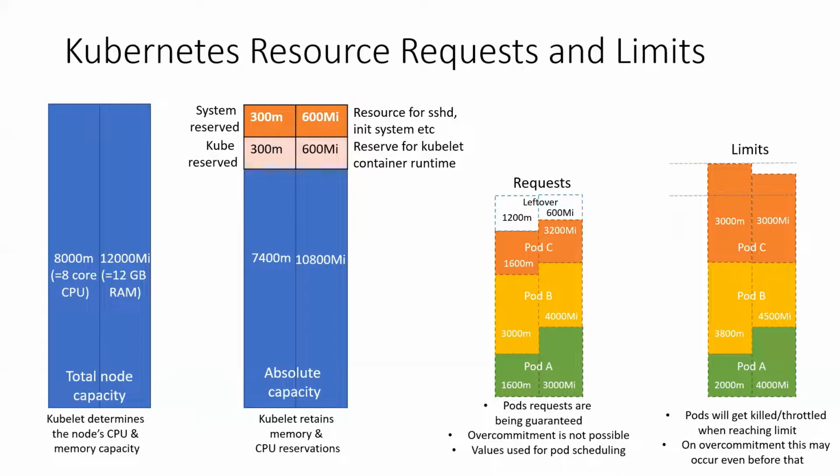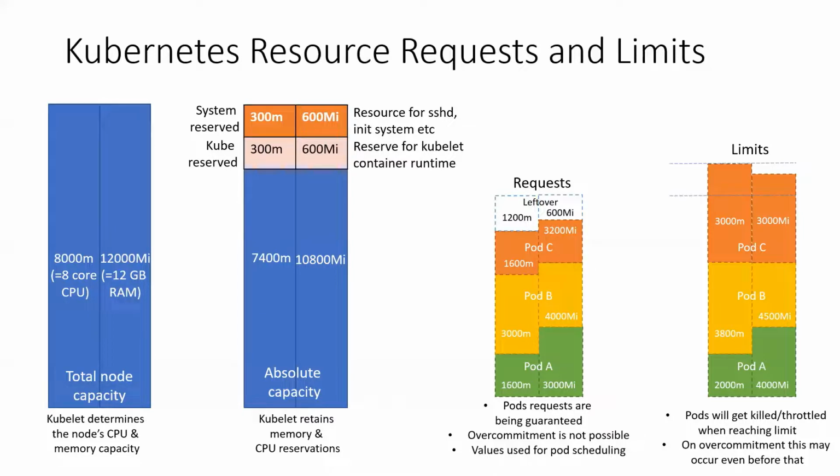A certain amount of resources will be reserved for certain applications. In our case, the system may need some of the basic resources. Any operating system obviously has some reserved operations, so it needs certain CPUs or certain memory, or both, and it will consume that. And when we are running Kubernetes, again, the kubelet reserves some of the CPUs, and the kubelet runtime also reserves some of the memory.